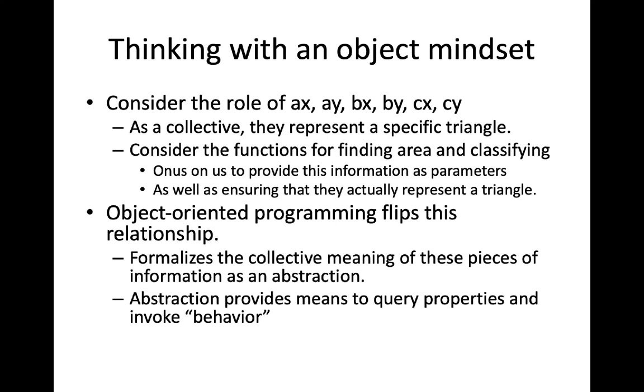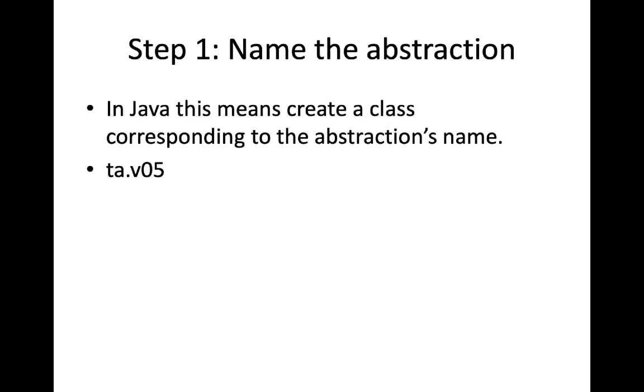And that idea of creating abstractions and then providing behavior for instances of the abstraction, right? That's object-oriented programming. So how do we do that in Java, right? Well, the first thing to do is to name the abstraction, to think about what it is you're trying to represent and give it a name.